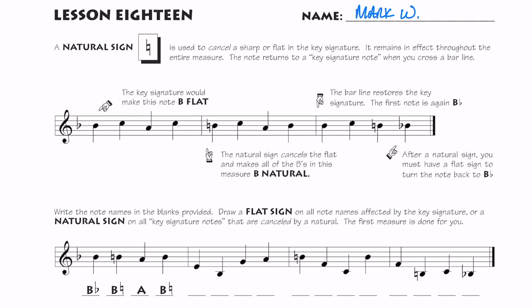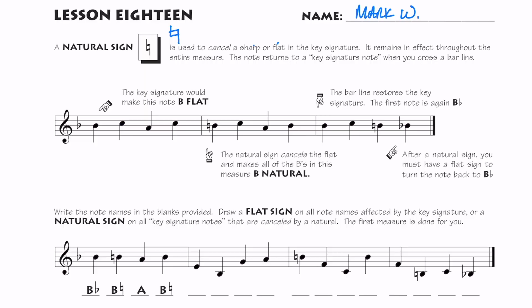Anyway, so a natural sign. It's this little sign here that kind of looks like an L with an upside down L attached to it, is used to cancel a sharp or a flat in a key signature. So it remains in effect throughout an entire measure. Remember how when we learned a flat or a sharp remains in effect through a measure? Now, if I have a flat or sharp in a key signature and I use a natural to cancel it, it remains in effect through the entire measure as well.